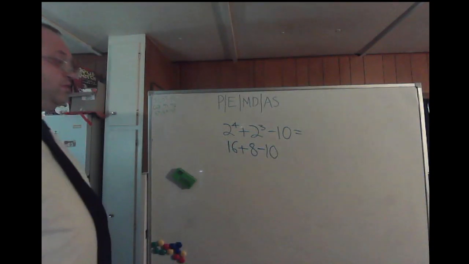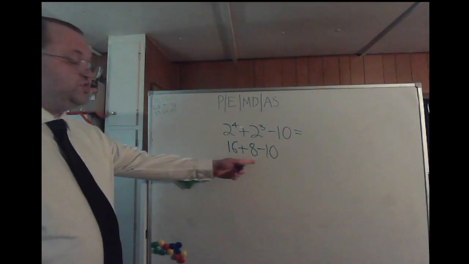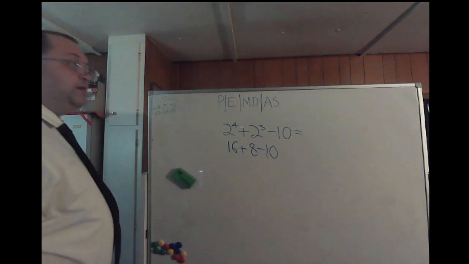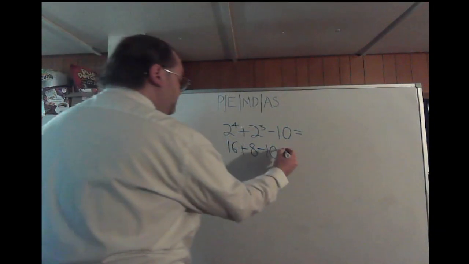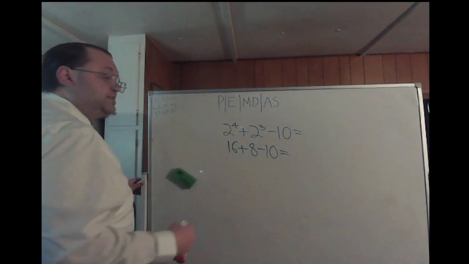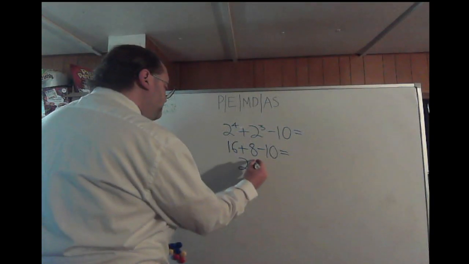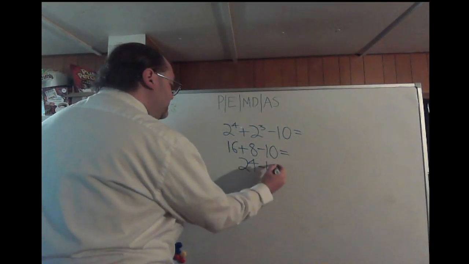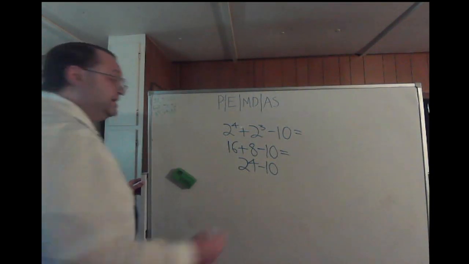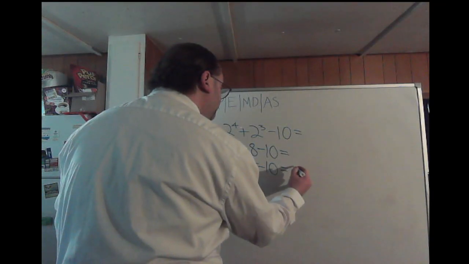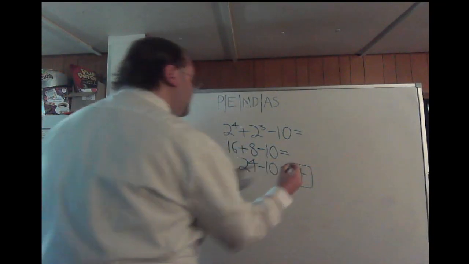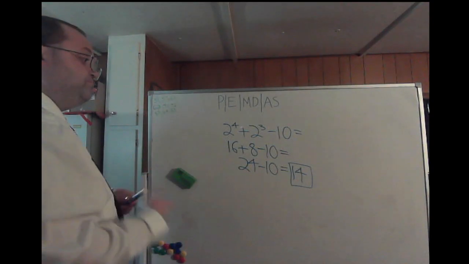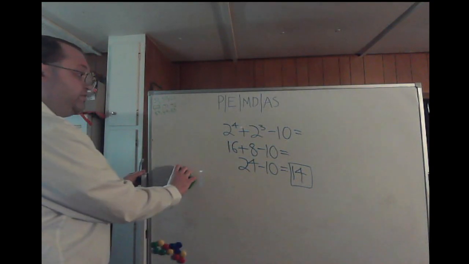Okay, now we're simply reduced to a simple addition-subtraction problem. Remember, addition and subtraction have the same priority, so you're just going to work from left to right. Start with 16 plus 8, you'll get 24. That'll be minus 10. Well, 24 minus 10, that's going to be 14. So the answer we're looking for is 14. So far, not so bad.